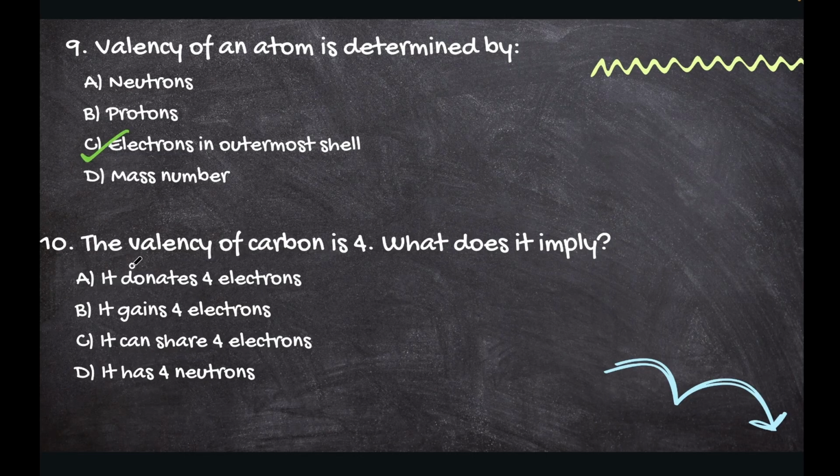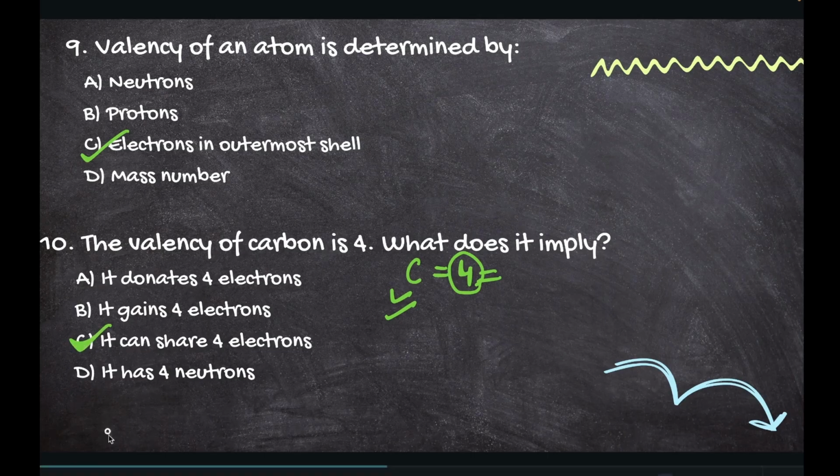Next question is, the valency of carbon is 4. What does it imply? As we know, carbon has valency 4. It tends to share all its 4 electrons to get stability. Carbon neither gains nor loses electrons because both options require too much energy, which makes it unstable. Instead, it shares electrons to form stable covalent bonds. So carbon always shares all its 4 electrons to get a stable electronic configuration. So the answer will be C.